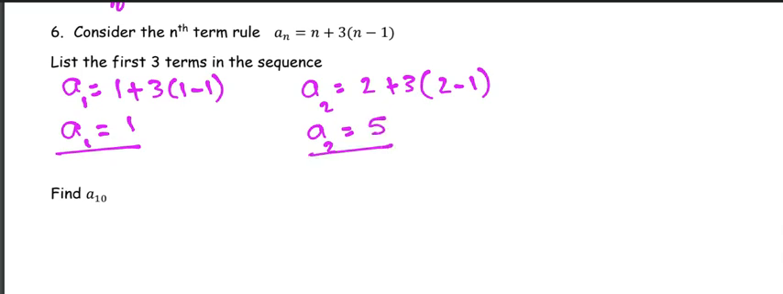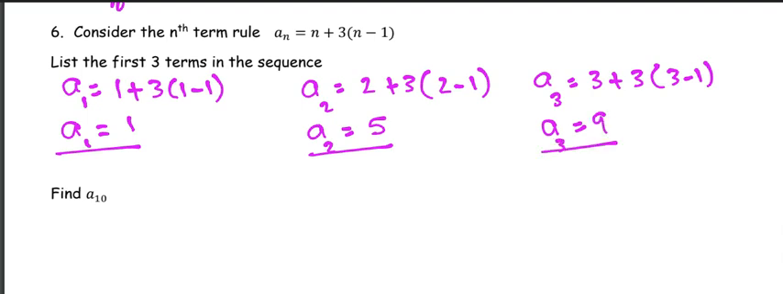Third term, that means I'm switching n with 3. And when you put 3 plus 3 times 3 minus 1 in the calculator, you end up with 9. So the first 3 terms are 1, 5, and 9.